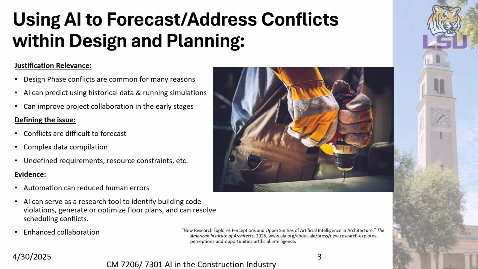Often in the design phase, conflicts are frequent as a result of poor communication, misaligned expectations of the stakeholders, and unplanned constraints. AI can help predict these conflicts by using historical data, running simulations, and so on. AI can be a tool used by all collaboratively that can enable everyone to explore a wide range of solutions while still early in the process.